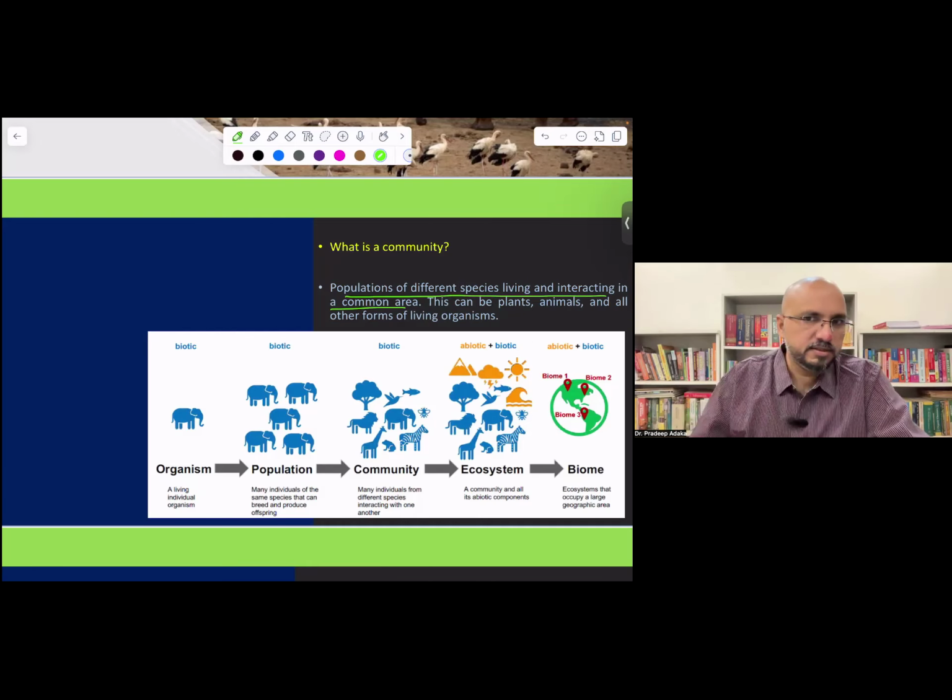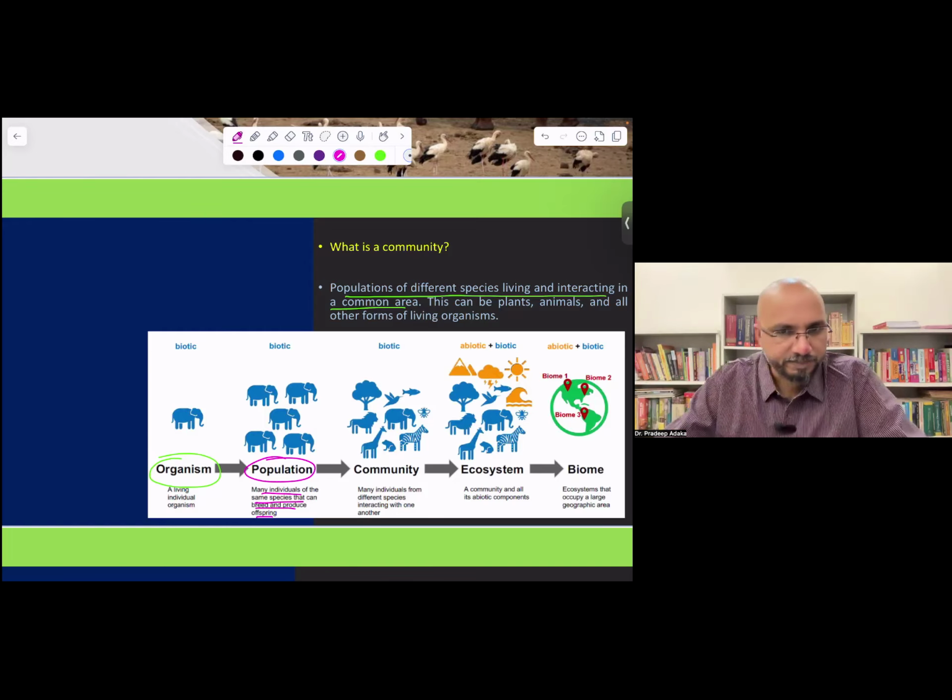So if you see the hierarchy in the organization levels in your ecology, individual organism is the first level. So multiple individuals or number of individuals of the same species makes up the population. So many individuals of the same species which can breed and which are living in a particular place at a particular time is called as population.